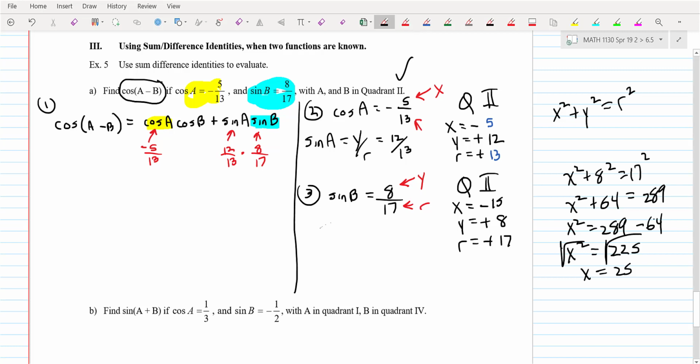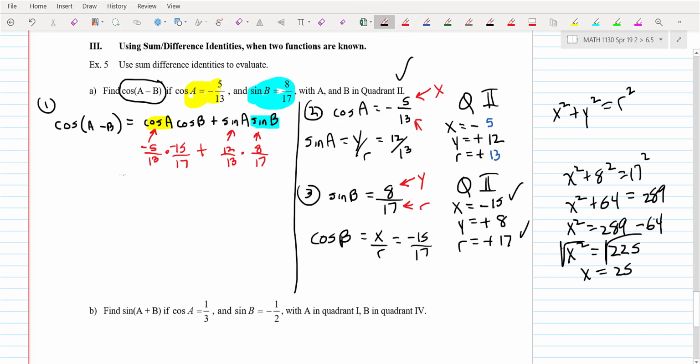Okay. So the next thing we'd get is cosine B. We also have to find cosine B. So that is x over r. So that would be negative 15 over 17. So that would get plugged in. And then we're ready to get the answer of the problem like that. Okay? All right, you guys understand what I'm doing okay? So if I give you a trig function and a quadrant, you can always figure out the other trig functions. And that's kind of what you have to do in this problem.